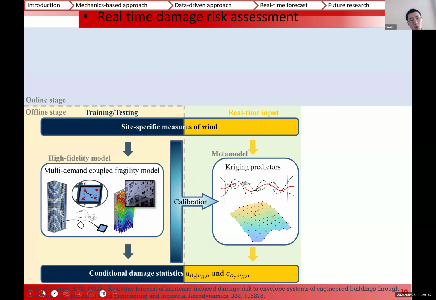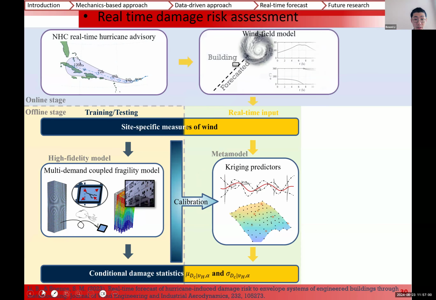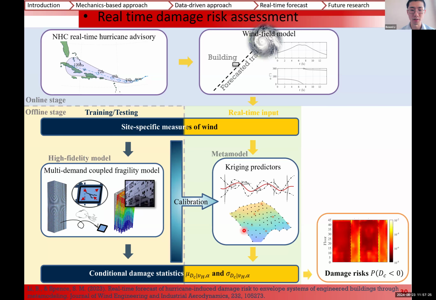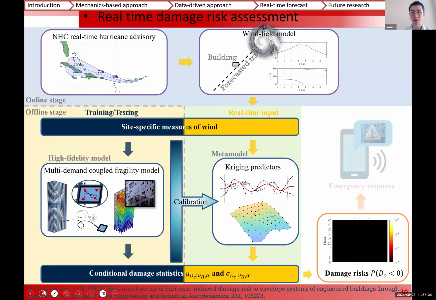So for the online stage, when we observe that there's an imminent hurricane, we can quickly forecast the wind speed and direction samples at the location of my building. We take that as input to the Kriging to forecast the conditional damage statistics and unconditionalize it, so we will have damage. So we will immediately have real-time damage risks. That can be information to inform emergency response and management.